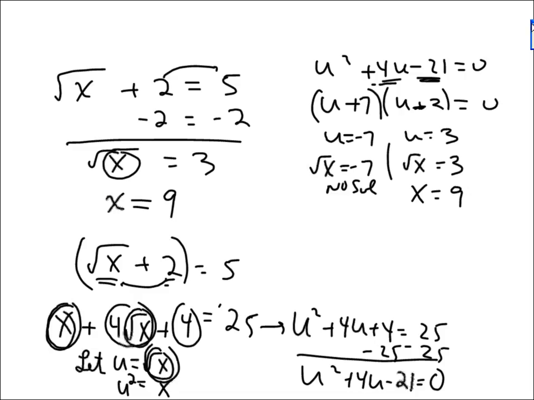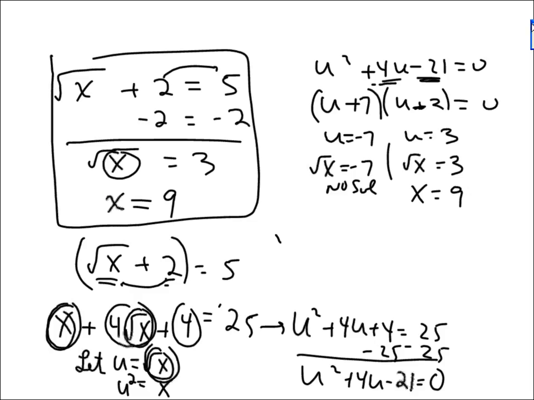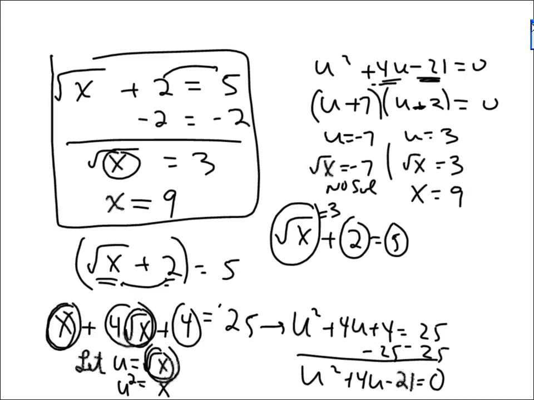Did an awful lot of work in the second case. In the first case, we can almost do it in our head. Something plus 2 is 5. This must be 3. The square root of some number, which I'm calling x, is 3. The square root of 9 is 3. You want to isolate the square root sign. That will make it so much easier.